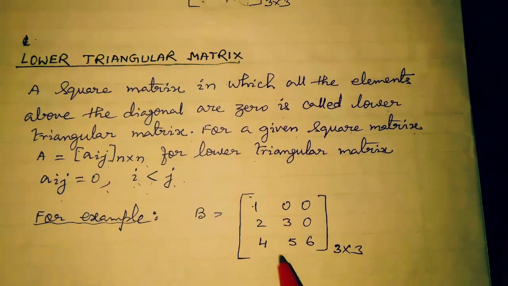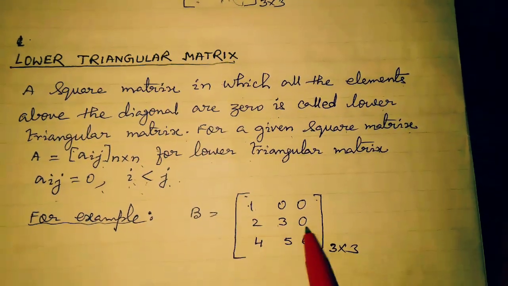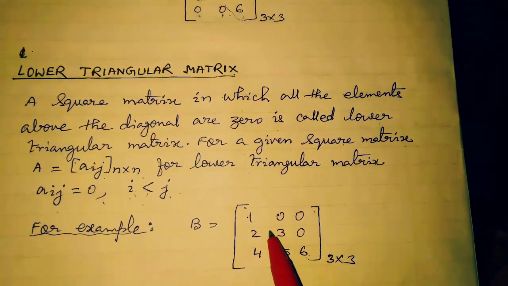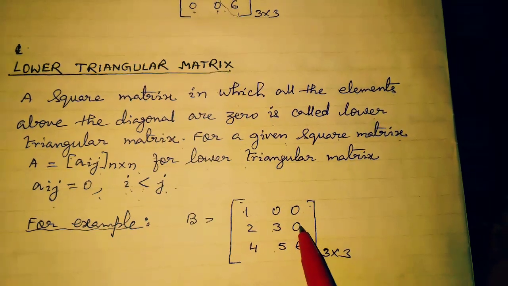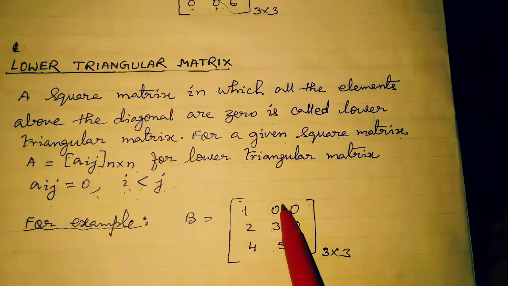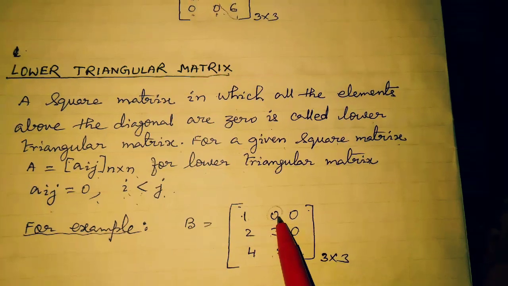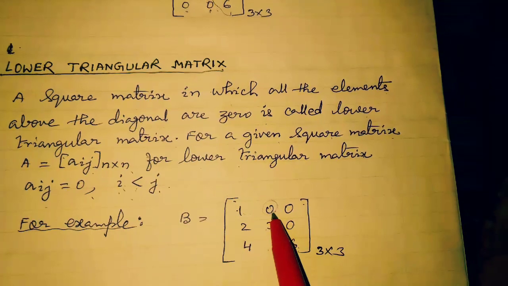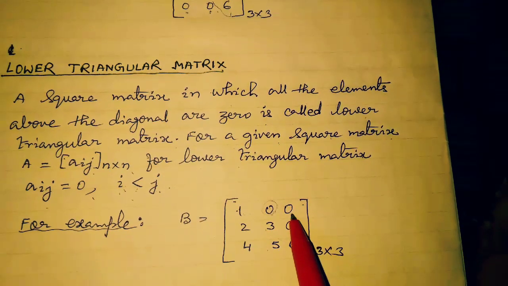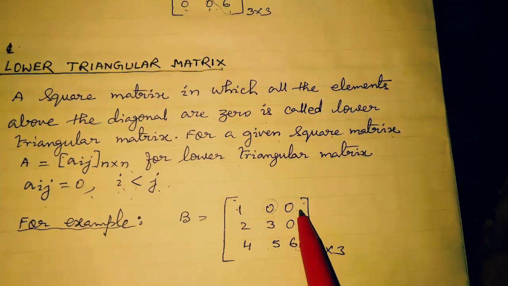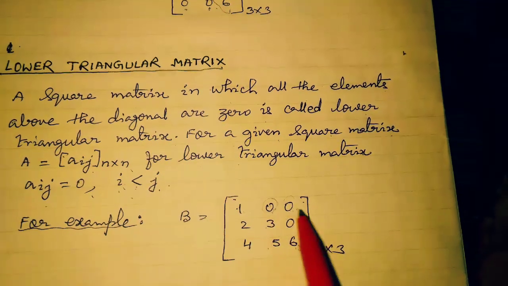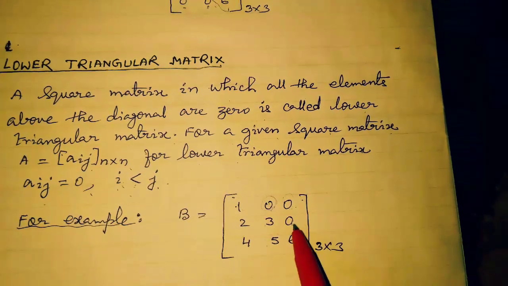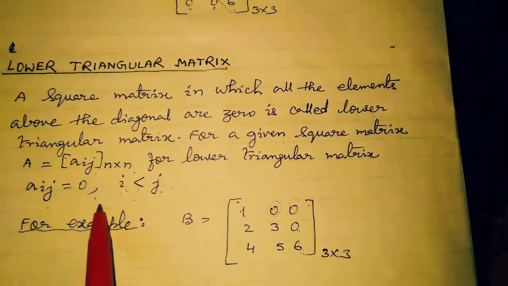Here the example is given: 1 0 0, 2 3 0, 4 5 6. Here 1, 3, 6 is the diagonal, and the elements above the diagonal are 0. This is the A12 element, that means the column is greater than the row. 2 is greater than 1, that is why this is 0. Here also A13, 3 is greater than 1, so this is also 0. This is A23, 3 is greater than 2, that is why the value of Aij is 0.